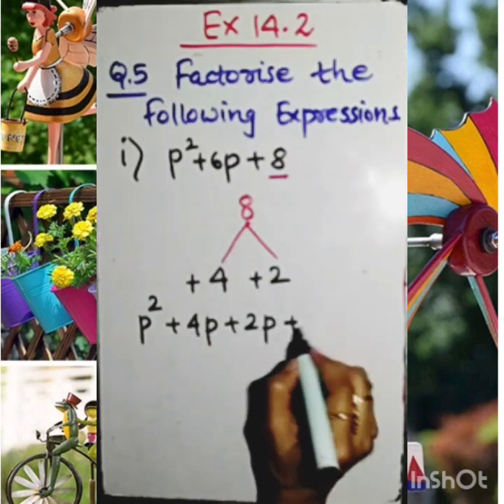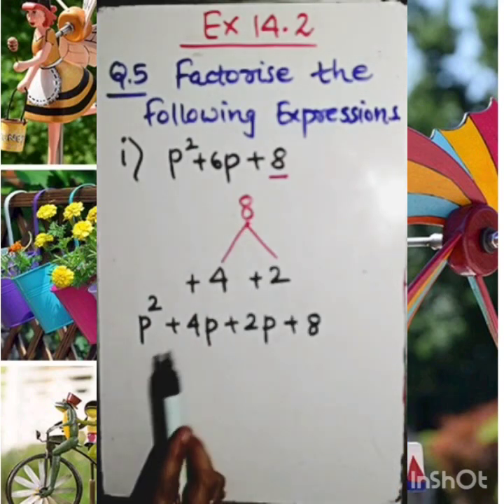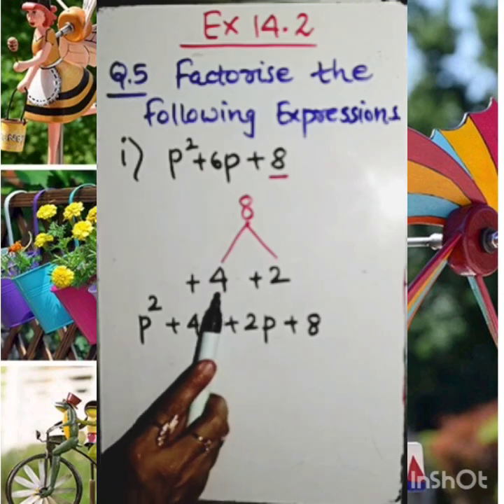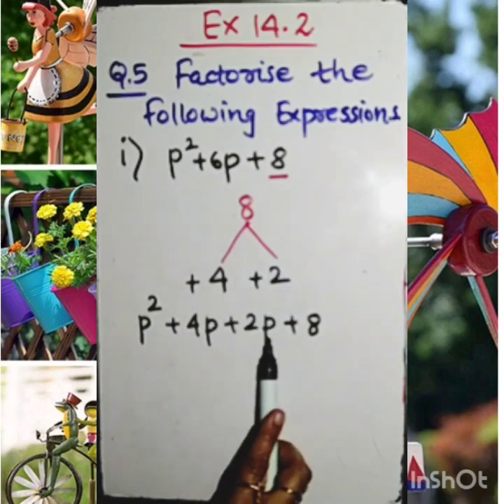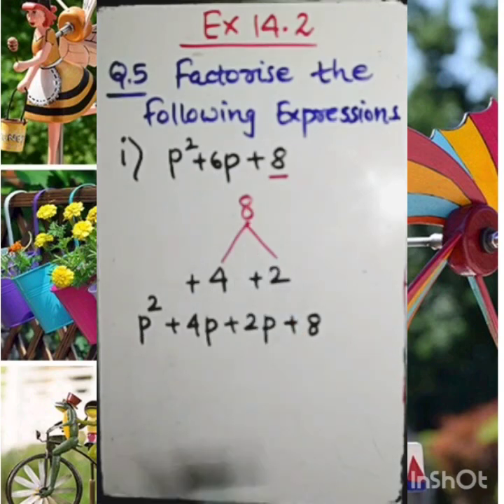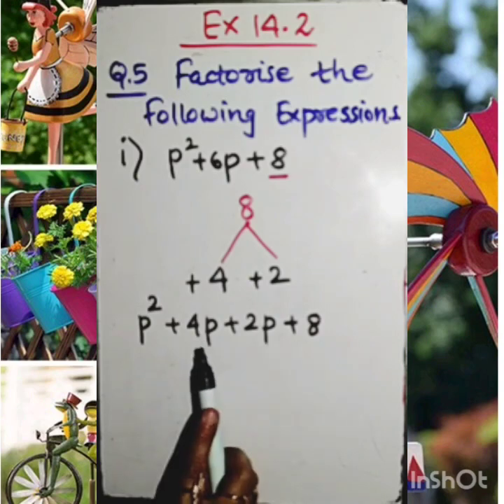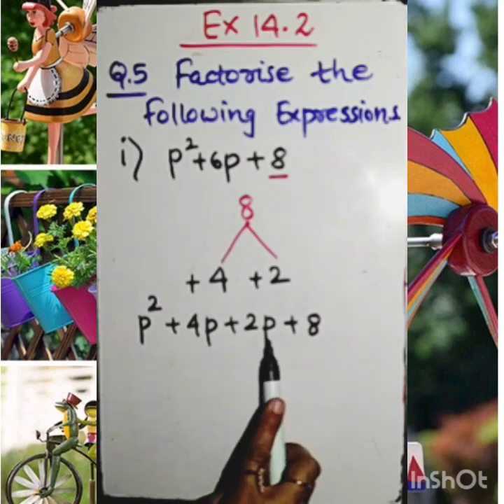plus 8. What I have done, again I am explaining, look at your screen. This is 4, one of the factor. So I split this 6p in a 4p plus 2p. I split this middle term with this 2, 4p plus 2p.